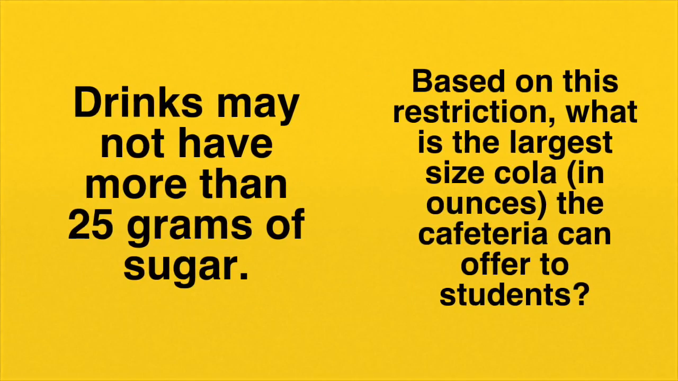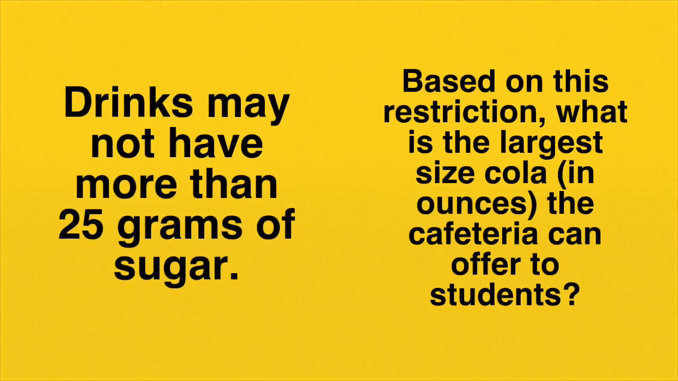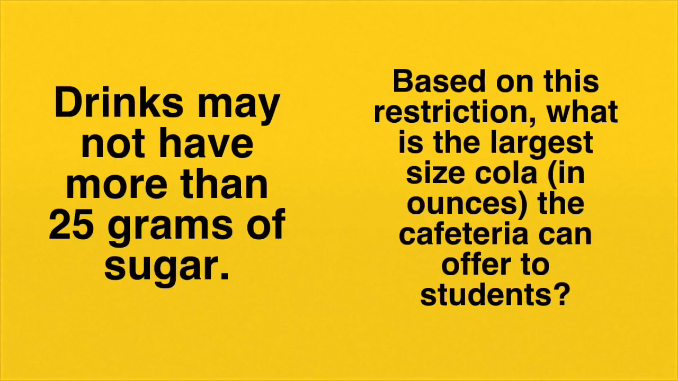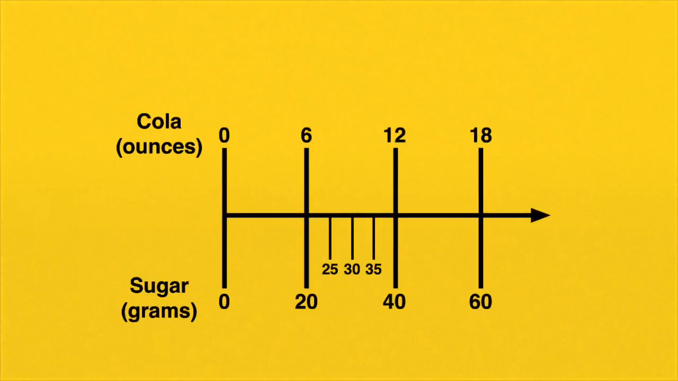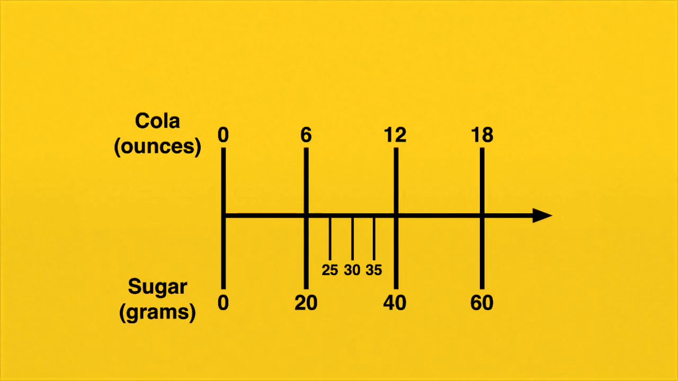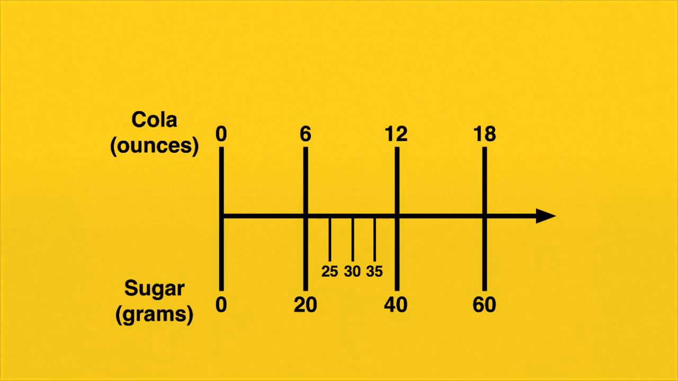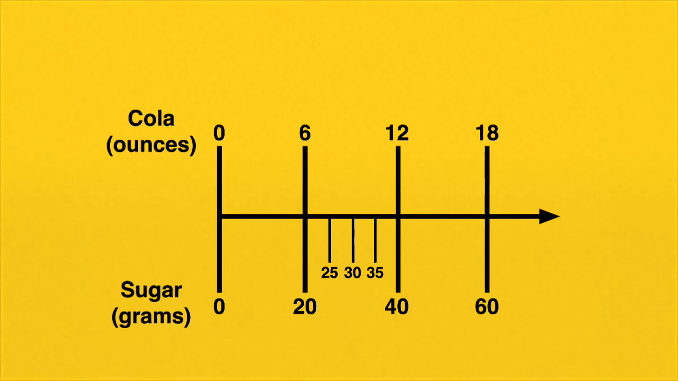Okay, what is it that we know? Well, the restriction states that drinks can't have more than 25 grams of sugar, and the question is, what's the largest size soda that can be offered without going over that 25 grams of sugar? Let's create a table to see if we can figure this out. Okay, the great thing is we don't have to recreate the wheel. We already have a table that tells us how many grams of sugar per cola ounces. So we can use this to solve this problem.